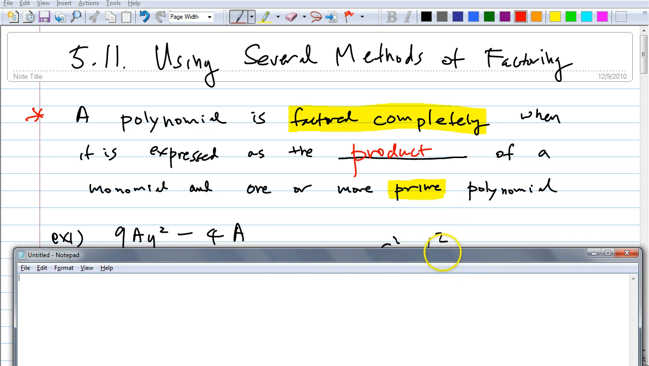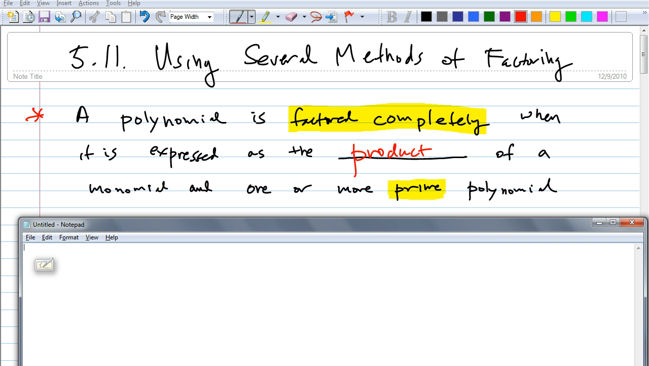So this is how I describe it. I wrote it this way. When it is expressed as the product of a monomial and one or more prime polynomials, that's the key, prime. We don't want any polynomial. We want the polynomial that is prime, right? Then you have factored completely. Okay, write this down.